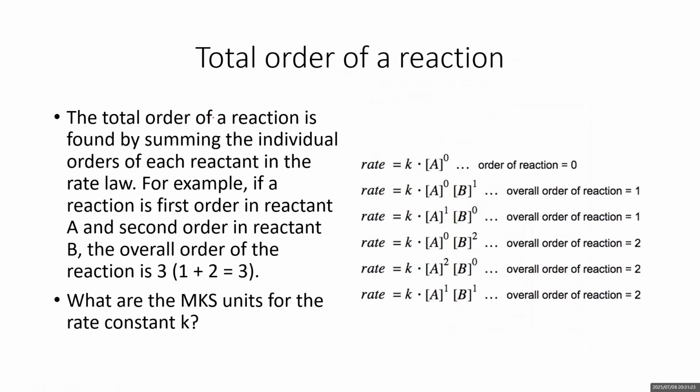Total order of reaction. The total order of a reaction is found by summing the individual orders of each reactant in the rate law. For example, if a reaction is first order in reactant A and second order in reactant B, the overall order of the reaction is 3. Now, what are the MKS units for the rate constant K? That's going to depend on the total order of reaction. Here, we know that the rate is molar per second.